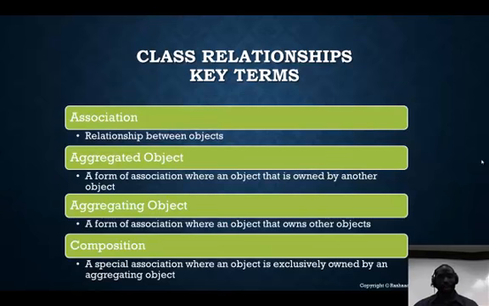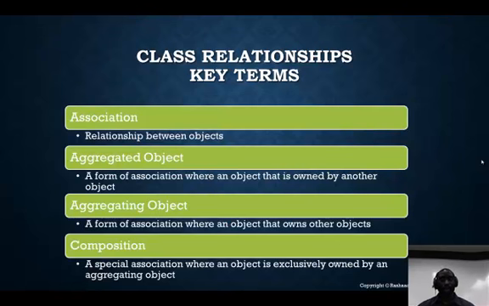Another key term is an aggregated object. This is a form of an association where an object is owned by another object. Another term that's presented is aggregating object. This is another example of association, and the relationship is the object owns other objects.